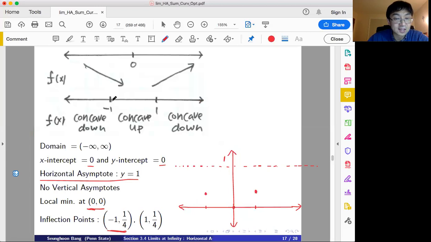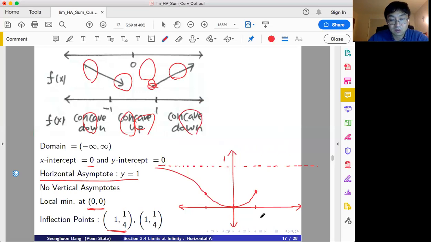Next, you can sketch the graph passing through these points. When x is less than -1, decreasing concave down, always approaching the horizontal asymptote. From -1 to 0, decreasing concave. Concavity changes like this. From 0 to 1, increasing concave up. Last one, increasing concave down, just approaching the horizontal asymptote, like this.